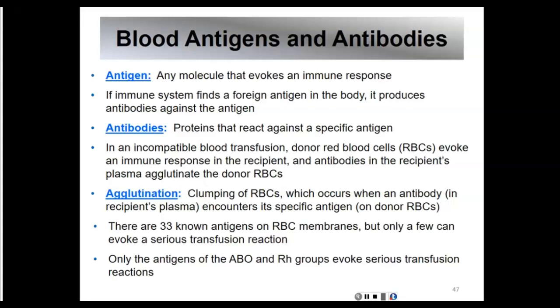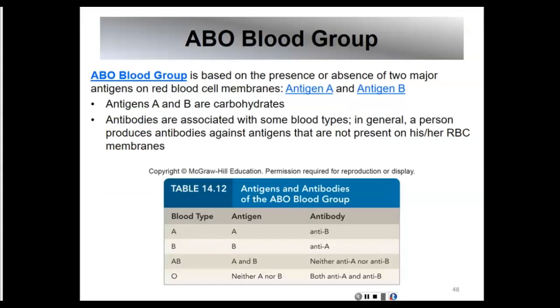There are 33 known antigens on the red blood cell membrane, but only a few can evoke a serious transfusion reaction. Only the antigens of the ABO and the Rh groups evoke serious transfusion reactions. The ABO group is based on the presence of two major antigens on the red blood cell, antigen A and antigen B. They are both carbohydrates, and antibodies are associated with some blood types. In general, a person will produce antibodies against antigens that are not present on his or her red blood cell membranes.